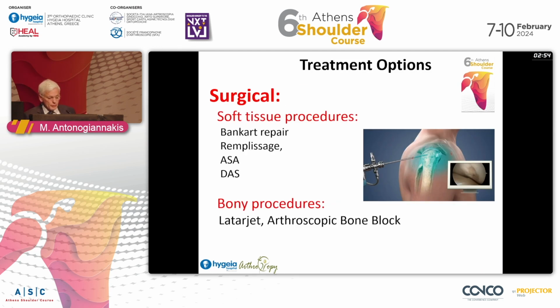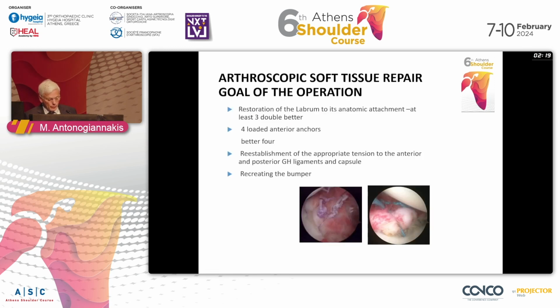And so now we have many soft tissue procedures. Bankart repair, remplissage came from Gene Wolfe during the early 2000s. And now we have ASA, DAS, many techniques to increase the tension of the capsule, because we repair the labrum, but we also have to take into consideration the tension of the capsule and the quality of the capsule. And then, of course, there are bony procedures, Latarjet, and arthroscopic bone block.